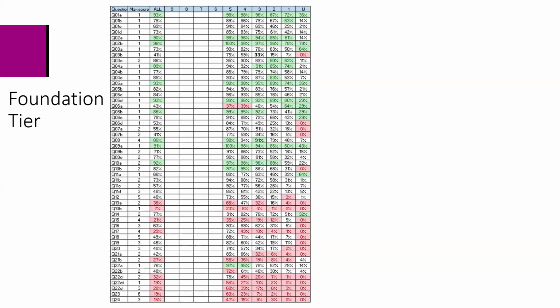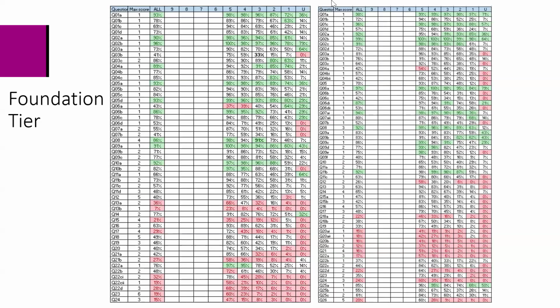What I am seeing on the foundation tier across both papers is students not picking up as many marks as they should at the start of the paper. This seems slightly different to last year as well. We'd expect the greens to be concentrated in the first third of the paper. It may well be worthwhile making sure that the students have had enough practice on those basic questions where they can pick up some very easy marks.